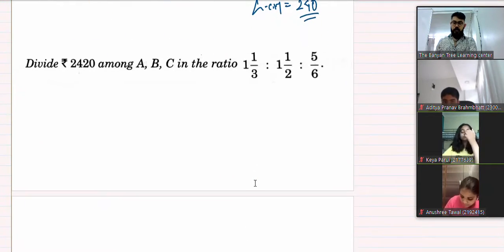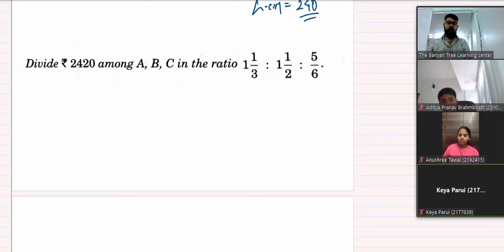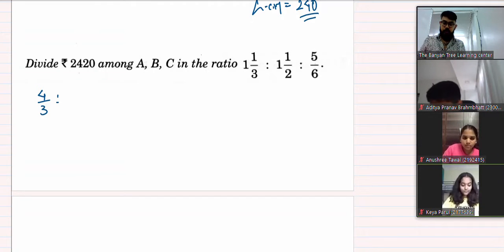Okay, next is divide 2420 rupees among 3 people A, B and C in the ratio 1 1/3, 1 1/2 and 5 is to 6. Okay, first of all, I'm going to just simplify the ratio. 1 1/3 is 4 by 3. 1 1/2 is 3 by 2. And 5 by 6 is 5 by 6.